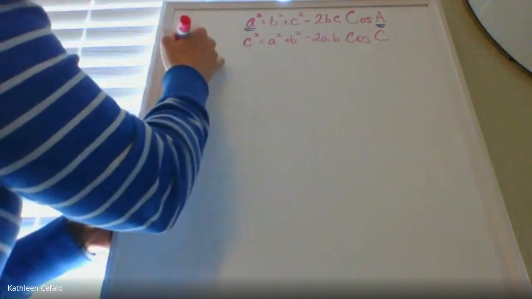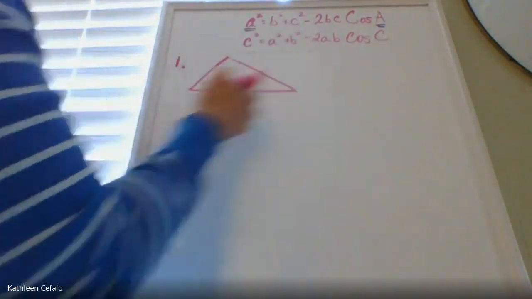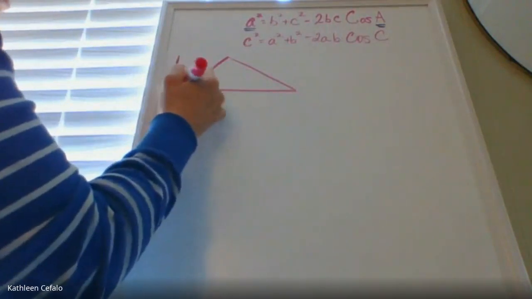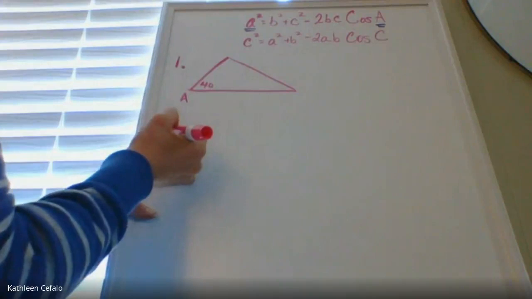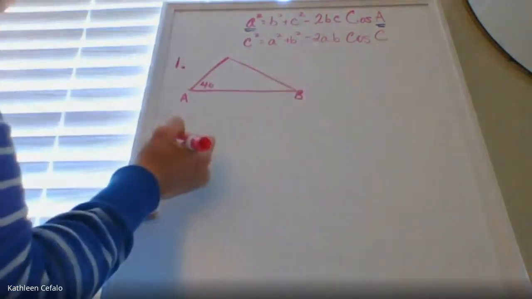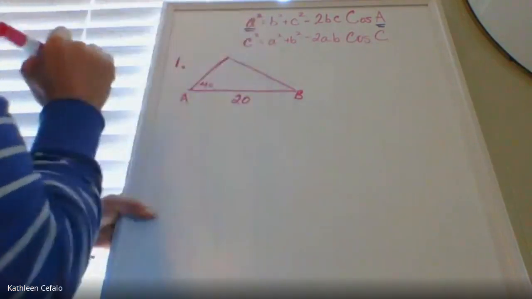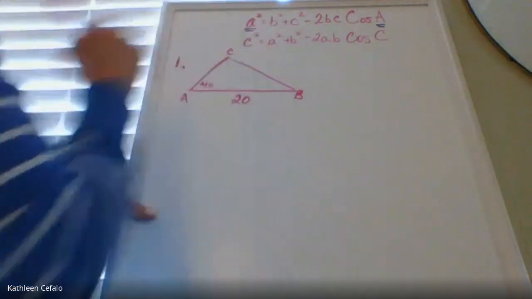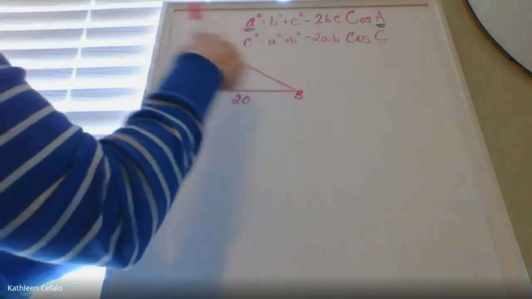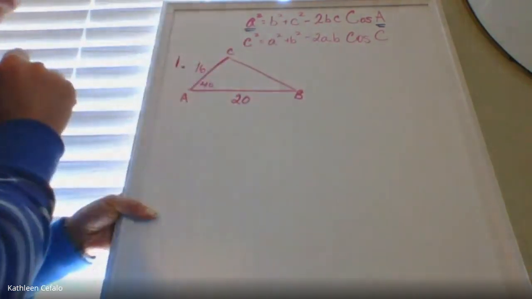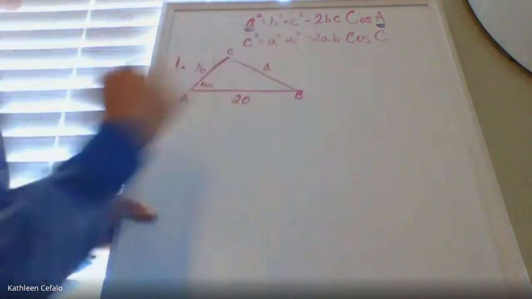So we're going to start with number 1. We have an angle A over here, and they gave it to us as 40. We have an angle B, no measurement, but we do have side AB, which I could also call c because it's opposite angle C. We have side b over here, since it's opposite angle B, and that's 16. And they want us to find a.